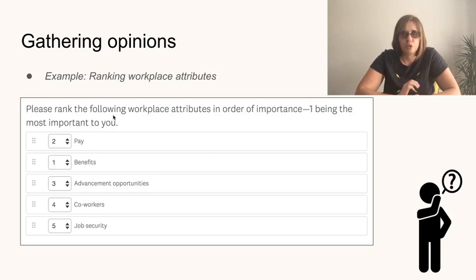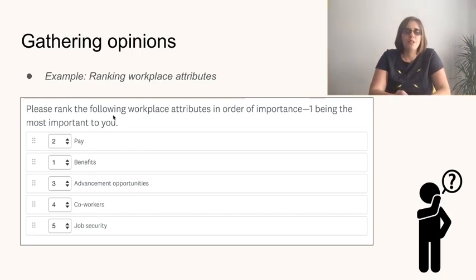I might want people to rank stuff. This is really common when you're asking people's opinion. If you show them multiple options and ask them to put them into order, remember, ranking things does not mean that there's an equal distance between them.